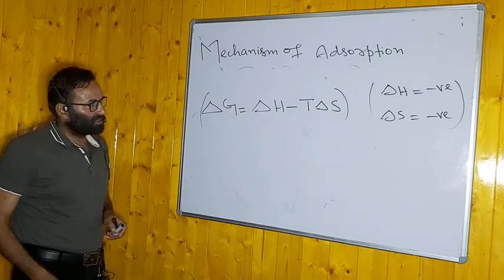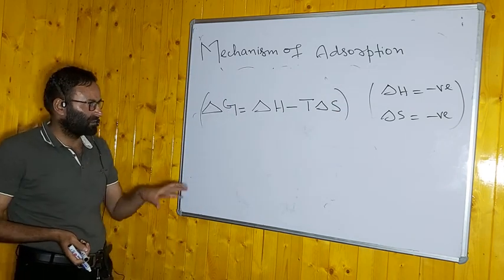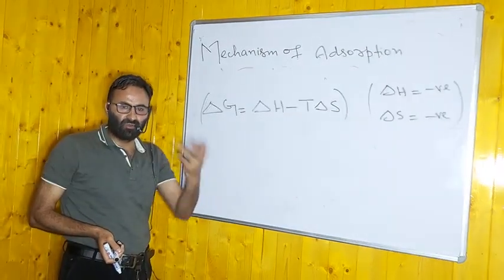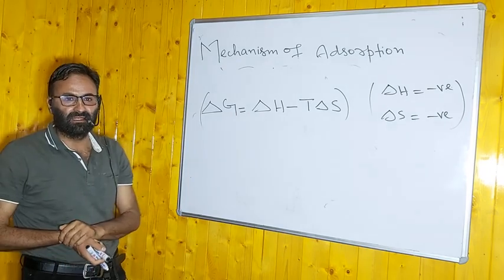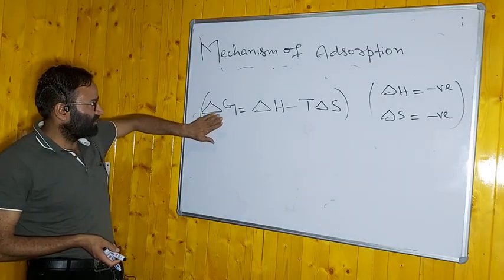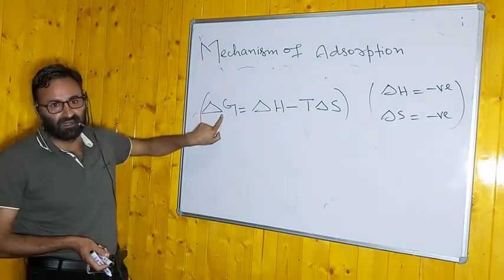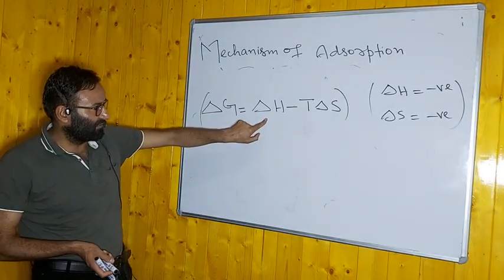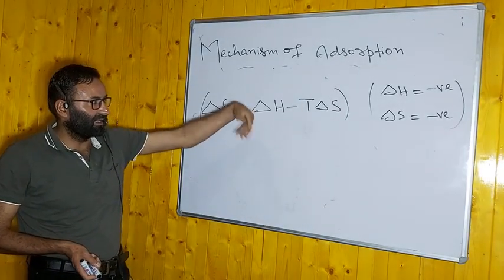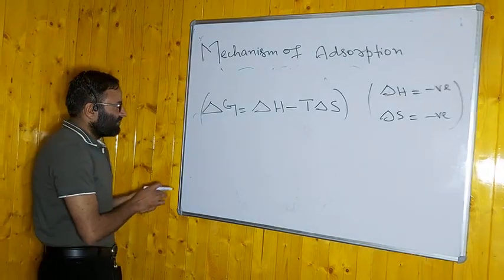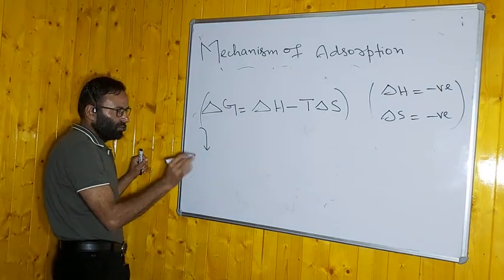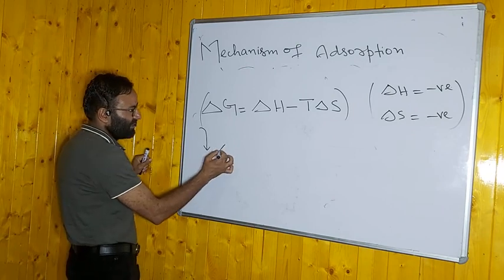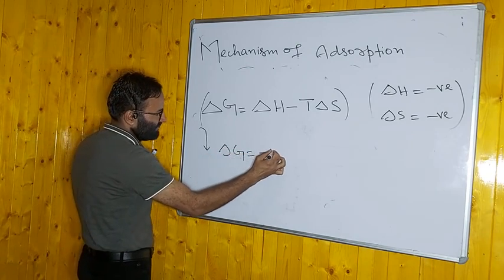To determine the spontaneity of a process, whether it will take place or not, you have to study delta G, Gibbs free energy, which is equal to delta H minus T delta S. Remember this one. For a process to be spontaneous, we have discussed this already. No need to mention it, but you can remember, for a process to be spontaneous, delta G must be negative.